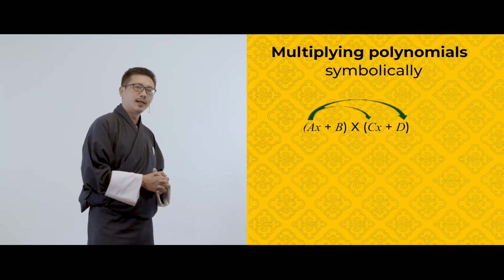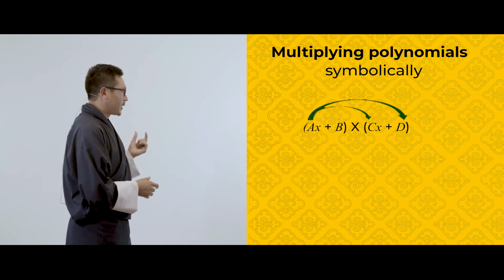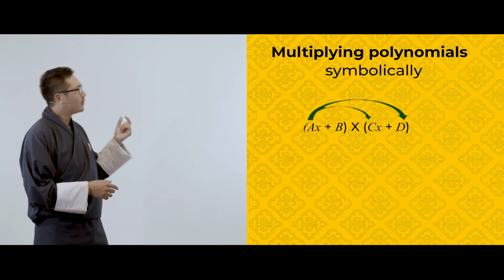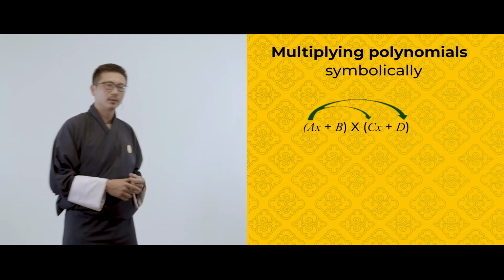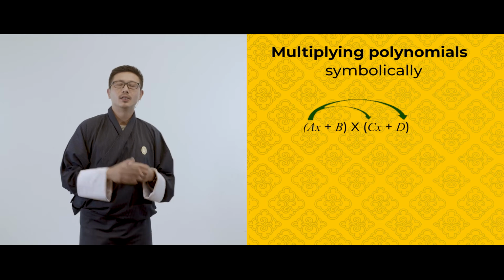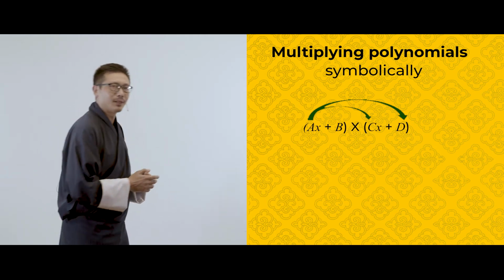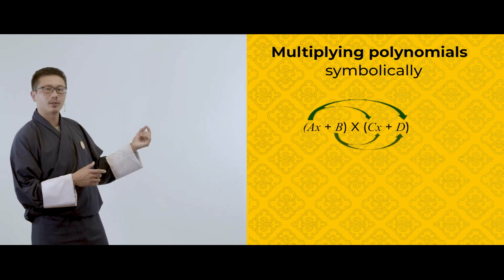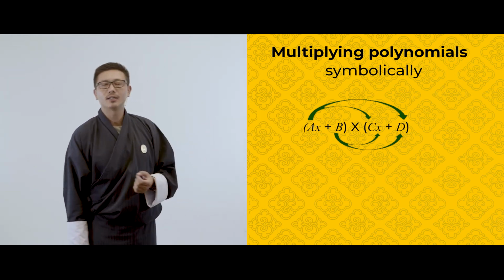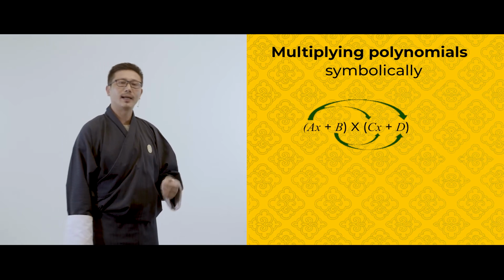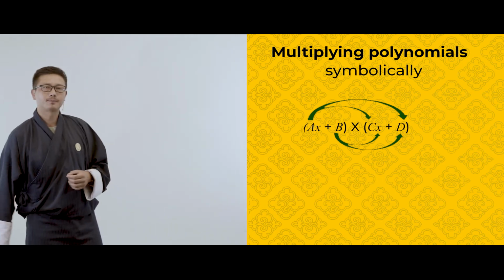What do we do here? We take the first term of the first polynomial and we multiply with each and every term in the second polynomial. This is again in accordance with the distributive property. Similarly, we take the second term of the first polynomial and we multiply with each and every term in the second polynomial. So while multiplying, let us see what we get.